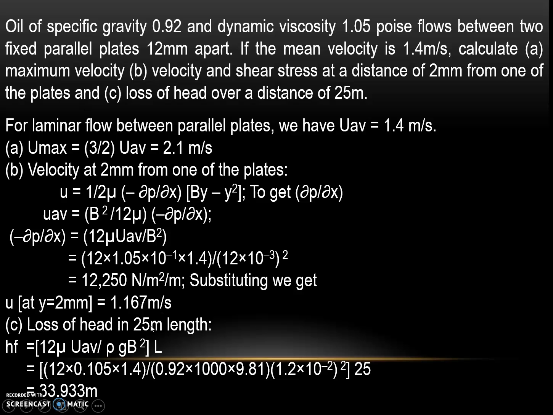Next, we need to find the loss of head in 25 meter length. So HF is equal to 12 mu u average divided by rho g B square into L. Mu is 0.105, u average is 1.4, rho is 0.92 into 1000. Here density is not given directly, instead specific gravity is given. So density of liquid will be specific gravity into density of water. So it is 0.92 into 1000, and g is 9.81, B is 12 mm, so it is 1.2 into 10 raised to minus 2, the whole square, into length 25, with which we get HF equal to 33.933 meter.